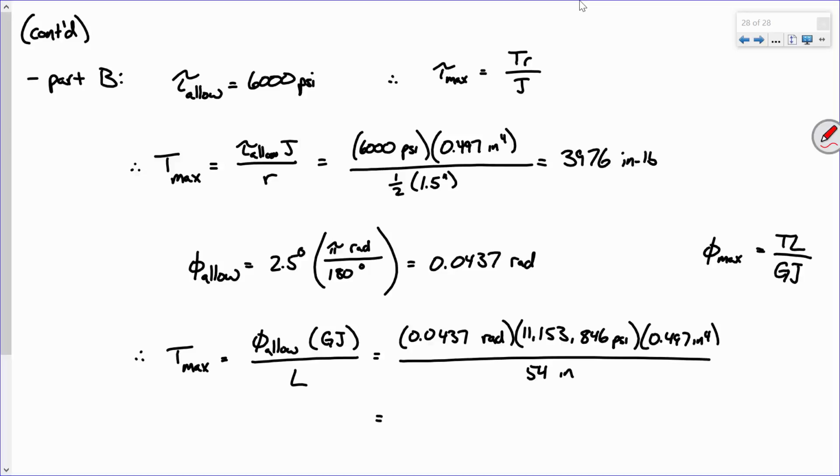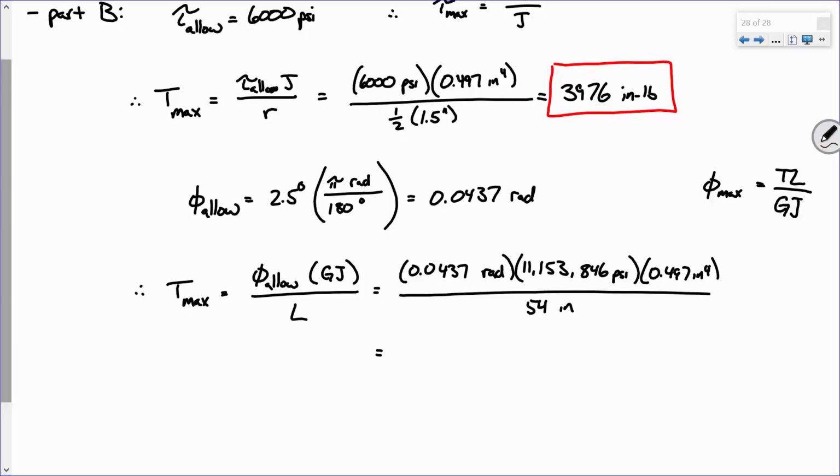And before we do that, I'm actually going to box this answer, and then I'm going to box the answer below for a very specific reason. 44.86. Or no, it's inch-pounds. Got a second?